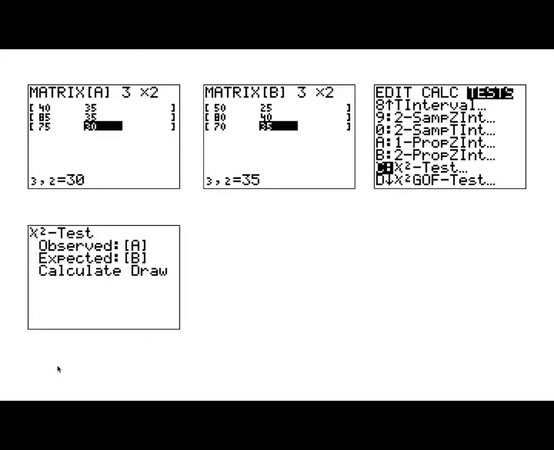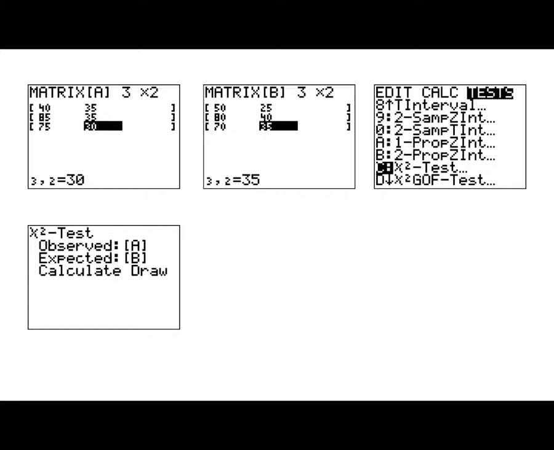Okay, now go to stat, go over to tests. You all have this test. Regardless of what calculator you have, everybody has this. Go down to chi-square test. So before we did chi-square goodness of fit, now we're doing the chi-square test. Okay, your observed is matrix A, your expected is matrix B. Did you all use A and B? Did anybody use anything different?